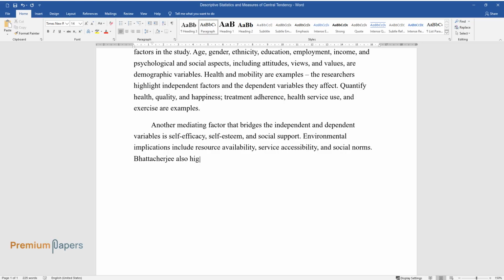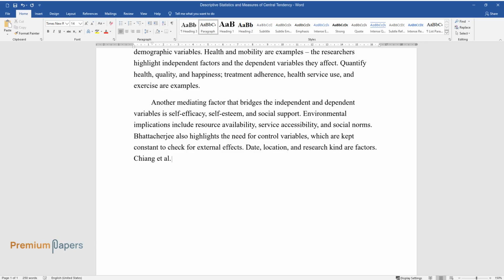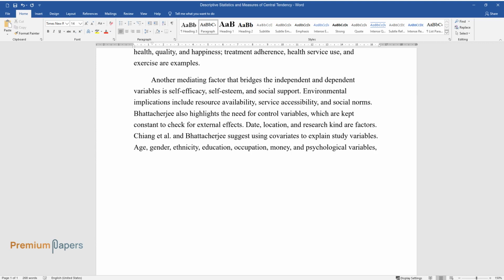Bhattacherjee also highlights the need for control variables, which are kept constant to check for external effects. Date, location, and research kind are factors. Chiang et al. and Bhattacherjee suggest using covariates to explain study variables. Age, gender, ethnicity, education, occupation, money, and psychological variables, including views, beliefs, attitudes, and lifestyle, may all play a role.